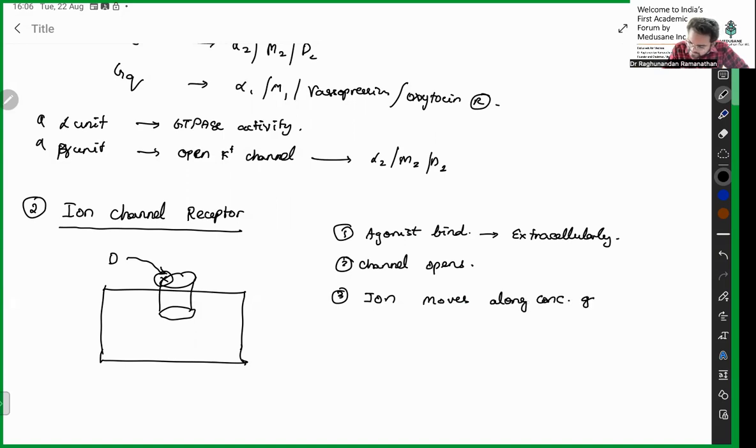Can someone give me some example for this? Papa, what is going to be example? Number one, your nicotinic receptors. All your nicotinic receptors are going to be ionic. Number two, GABA. GABA receptor, mainly type A.